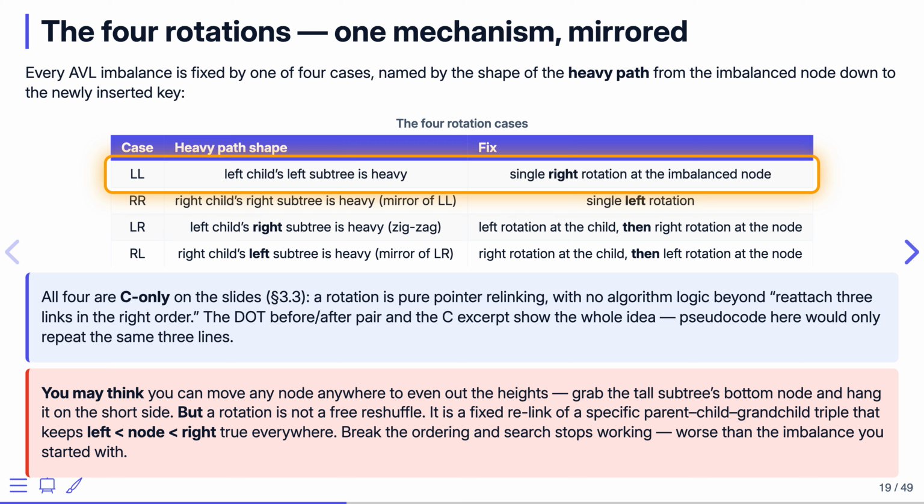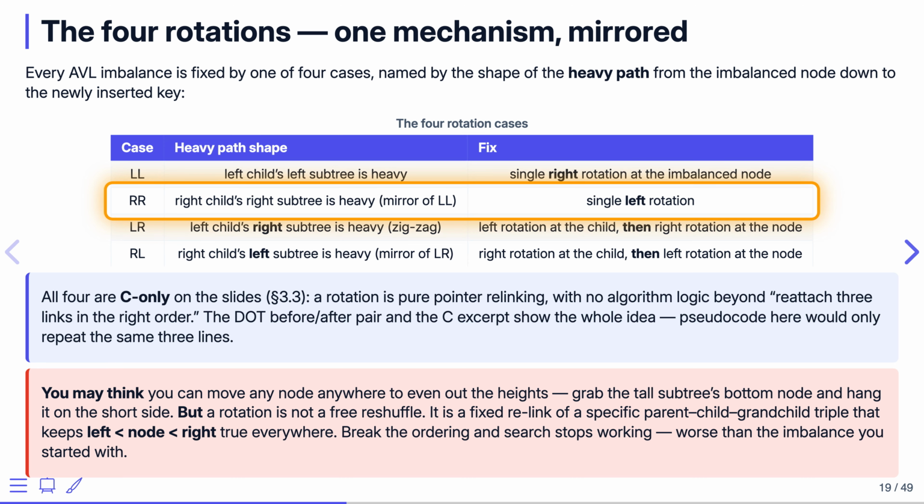The LL case. The left child's left subtree is heavy. The heavy path leans the same way twice. We fix it with a single right rotation at the imbalanced node. The RR case is the same as LL but with left and right swapped. The right child's right subtree is heavy. We fix it with a single left rotation.